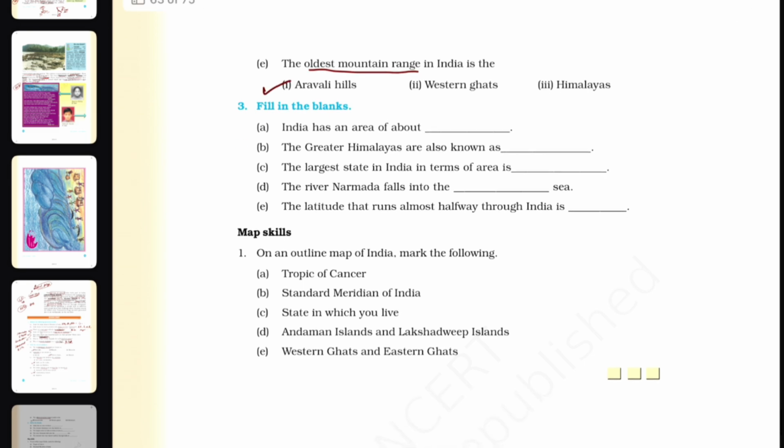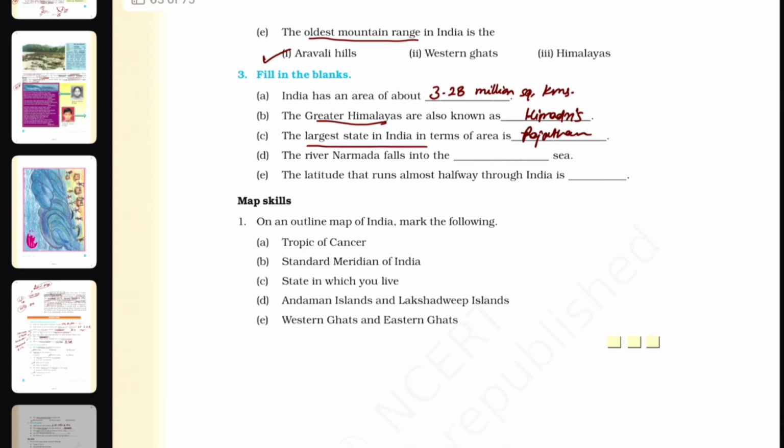Then third question, India has an area of about 3.28 million square kilometers. Okay. Then the Greater Himalayas are also known as the Himadri. The largest state in India in terms of area is Rajasthan. The river Narmada falls in which sea? This is the Arabian Sea. The latitude that runs almost halfway through India is the Tropic of Cancer.